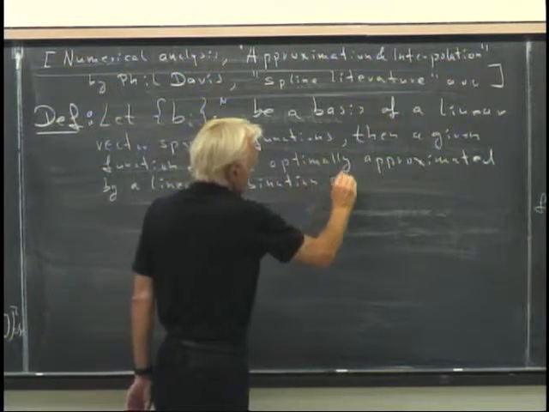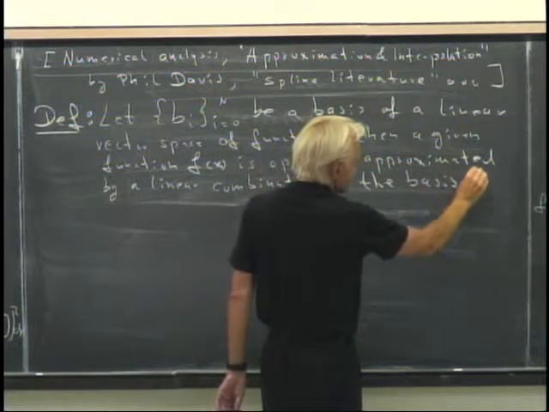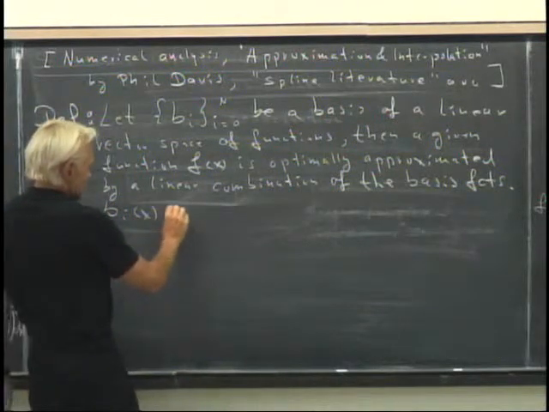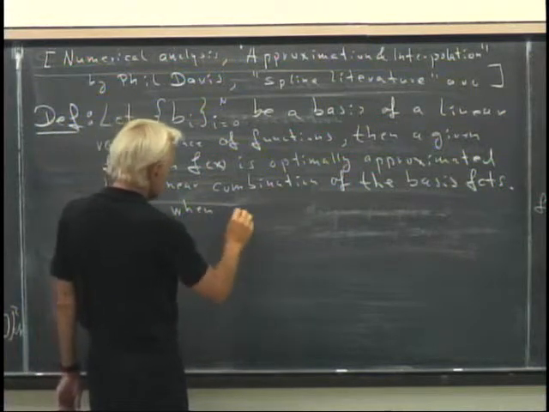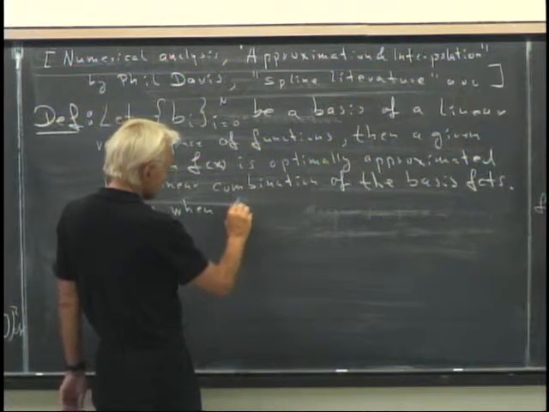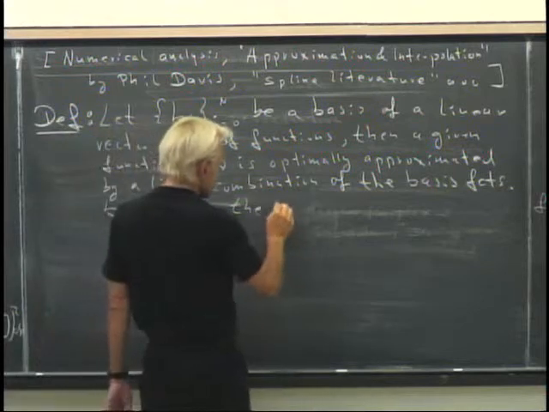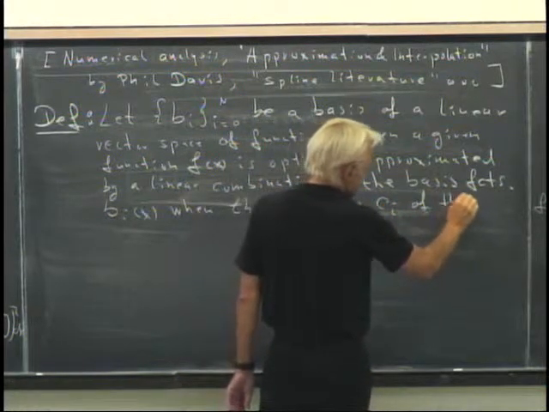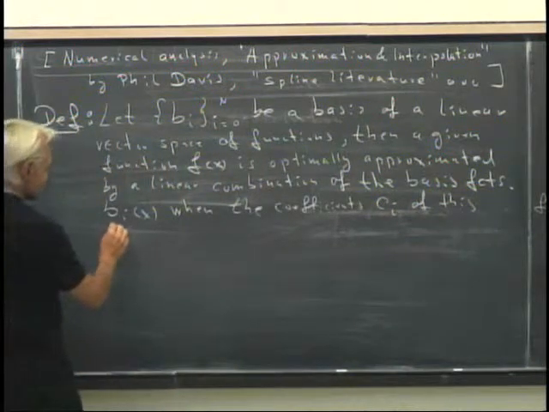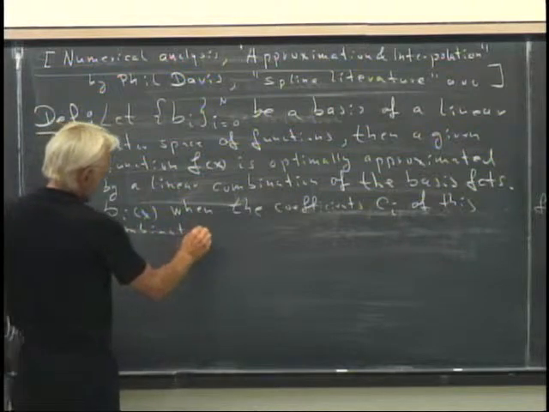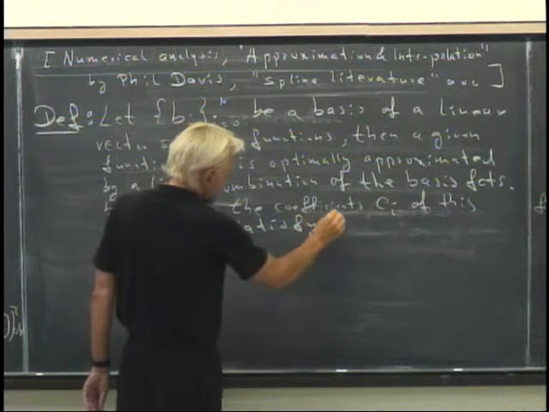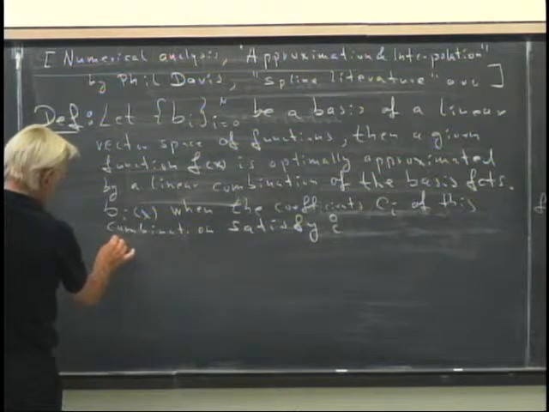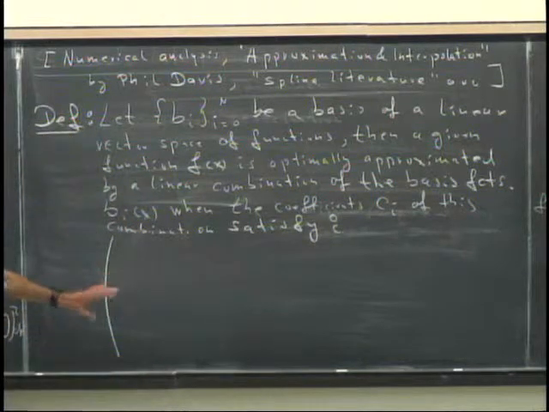the basis functions Bi of x, when the coefficients ci of this combination satisfy the following equation. I will do an example for this, and then it becomes very clear what it means.